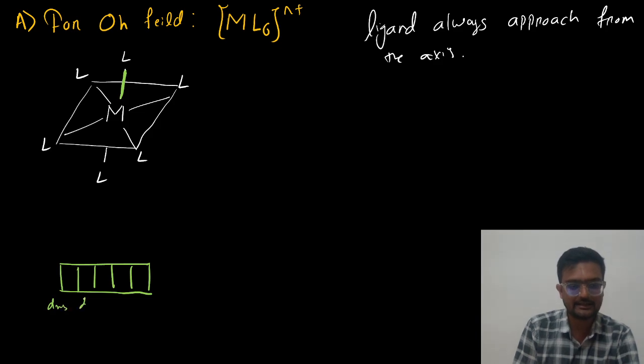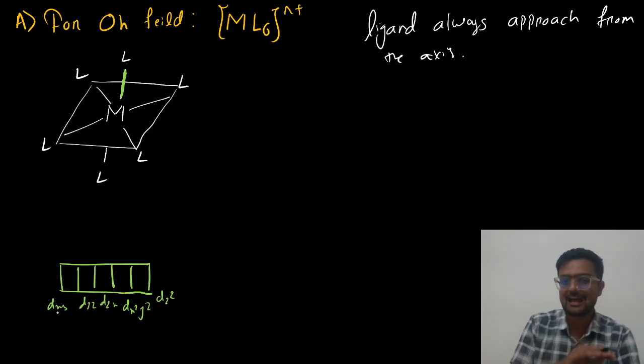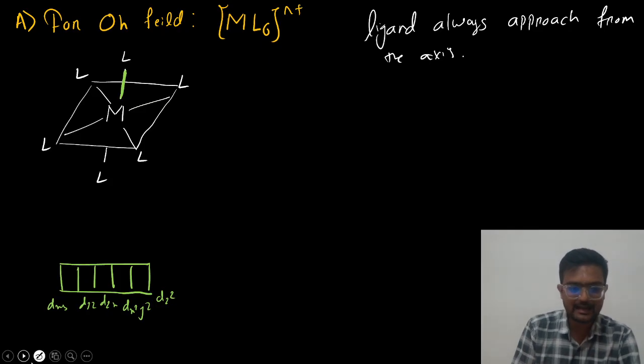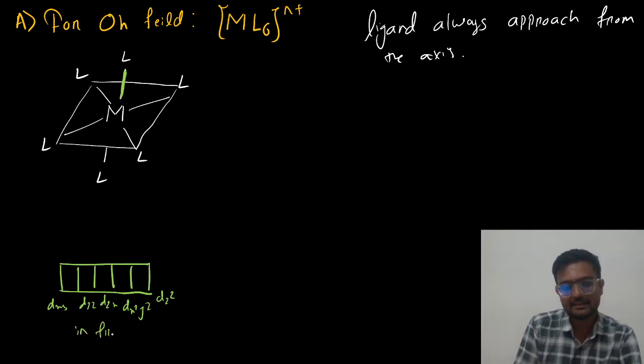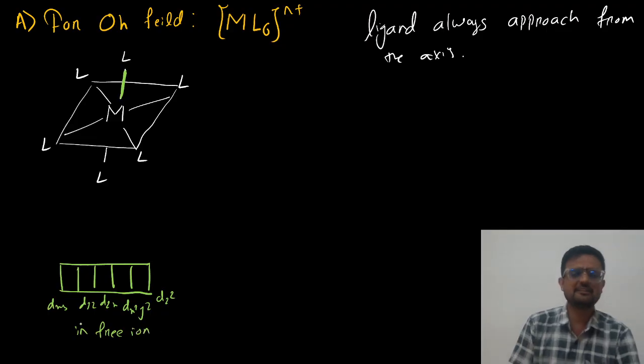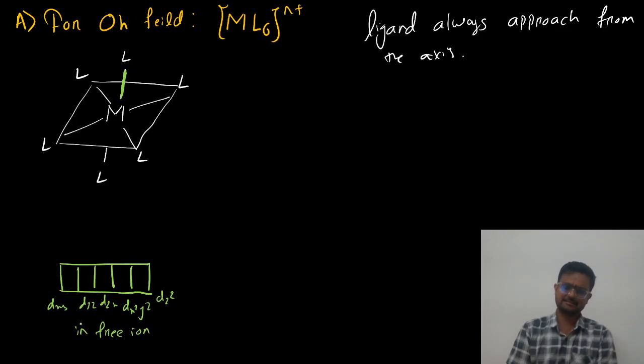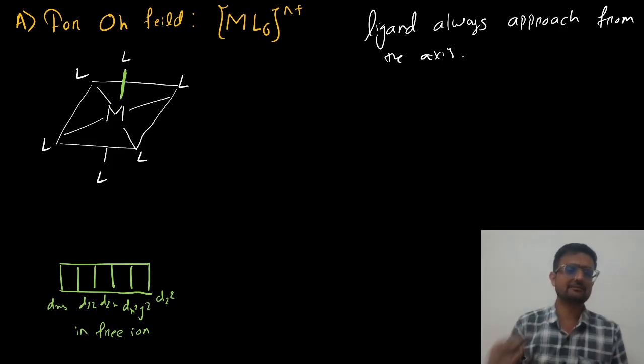That is, dxy, dyz, dzx, dx square minus y square, and dz square. Now all these five d orbitals have the same energy. So where is this present? We say that these are the orbitals in the free metal ion state, where they are present like this. Right, now the ligand is at infinity.